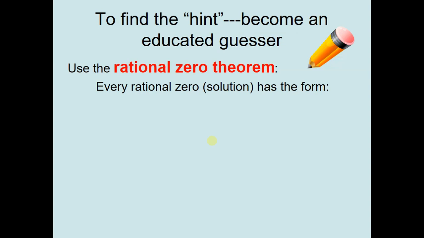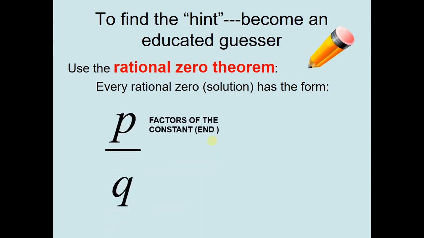Basically, we're going to have to long divide or synthetically divide these problems first, and then they'll probably become a factored problem. Now, to find the hint, you're going to become a very educated guesser because you're not going to want to pick every number under the sun and see if it works. So you're going to use the rational zero theorem, which states that every zero or solution has the form of P over Q. P are the factors of the constant, or the number at the end, the guy with no x, and Q are the factors of the lead coefficient, so end over beginning, so bottom to top.